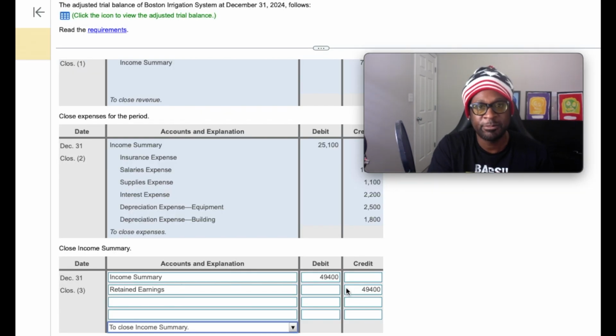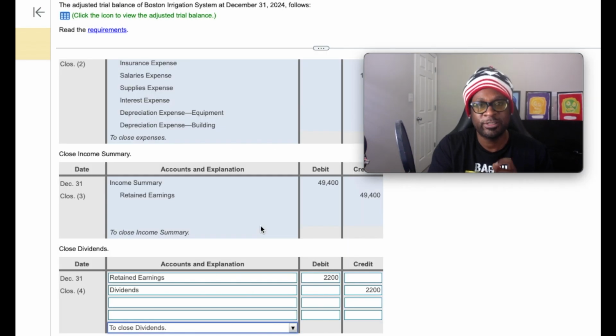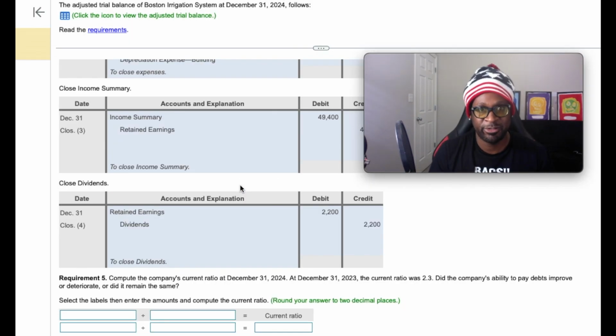Fantastic. Next, we're going to transfer that net income from the income statement of $49,400 into retained earnings directly by crediting retained earnings and debiting income summary. We're going to check the answer. Fantastic. Lastly, we're going to close our dividends account into retained earnings by debiting retained earnings for $2,200 and crediting dividends. We're going to check that answer. Beautiful. And now the final boss.